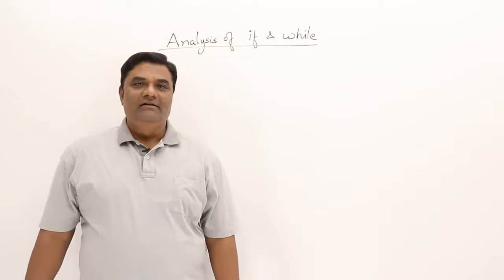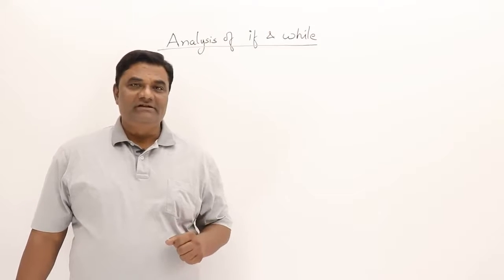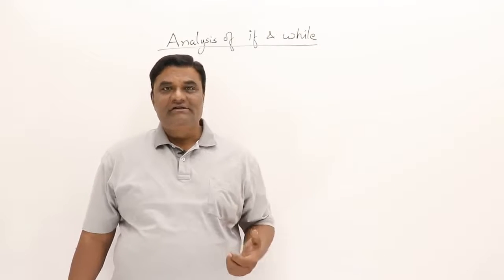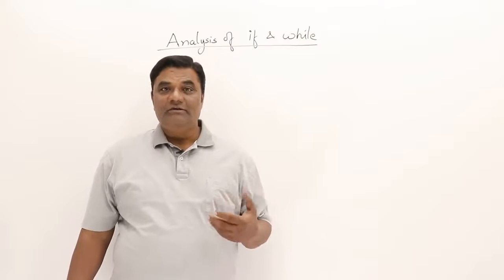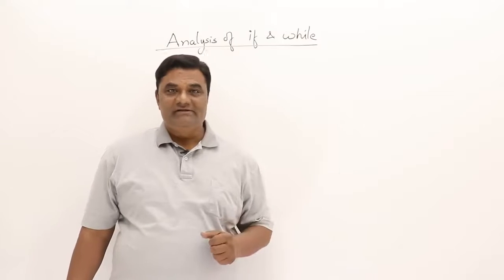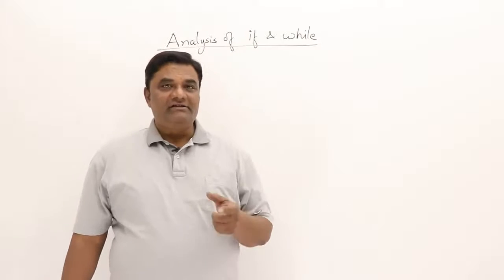Hi, I have already prepared a video on how to find the time complexity when there is a for loop. Now the question is how to analyze a while loop or conditional statements. See, basically in C language there are three loops.